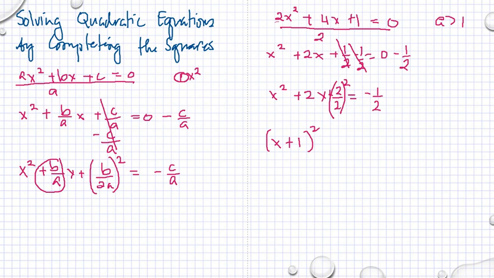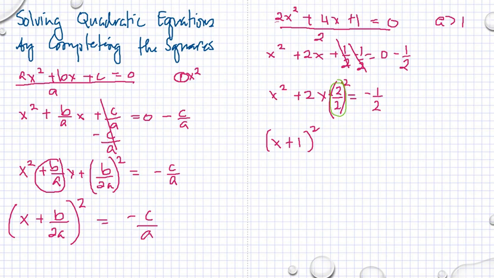I meant this is 1, this one inside the parentheses. Try to do it. So it should be like this now. x plus b divided by 2a in parentheses squared is equal to negative c divided by a.